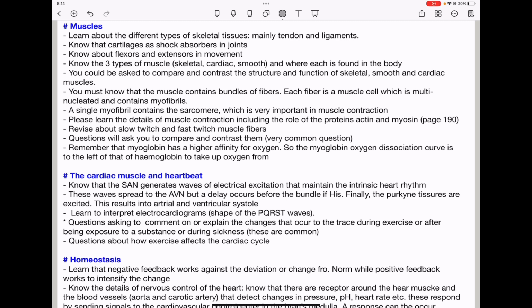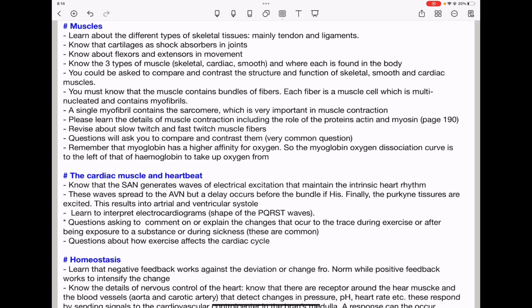And then you need to revise about slow twitch and fast twitch muscle fibers. This is also very common. So questions will ask you to compare and contrast slow-twitch muscle fibers and fast-twitch muscle fibers. And on this note, they usually bring questions about marathon runners as well as sprinters. So you need to know sprinters have more fast-twitch muscle fibers and less slow-twitch muscle fibers, while the marathon runners have more slow-twitch muscle fibers than the fast-twitch muscle fibers.